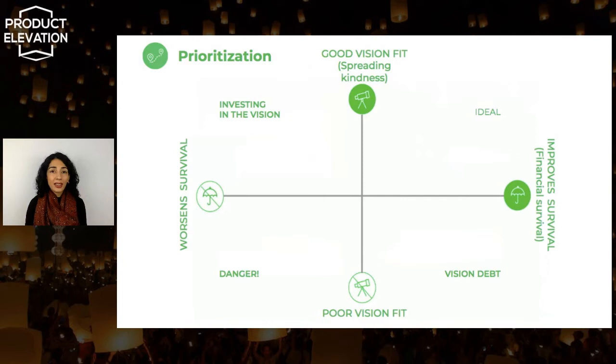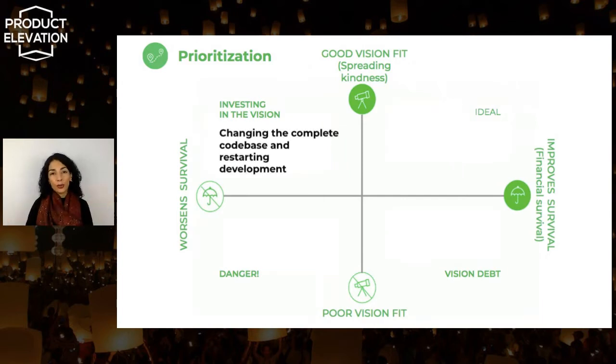Well, so at NAC, here's how we started prioritizing. We started by having to invest in the code base. We had to invest in the vision and change out the complete code base and restart development.